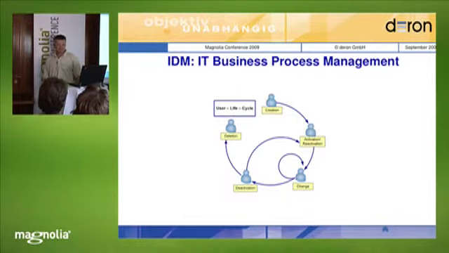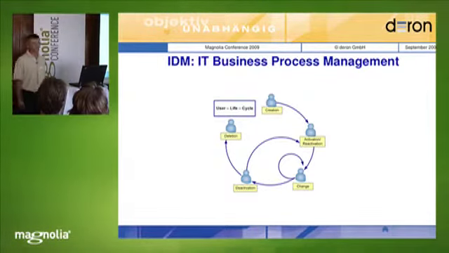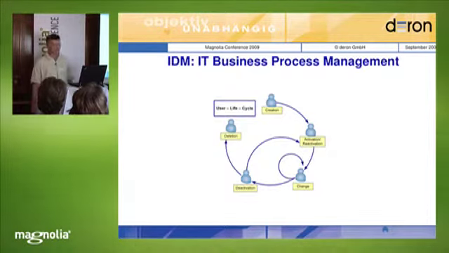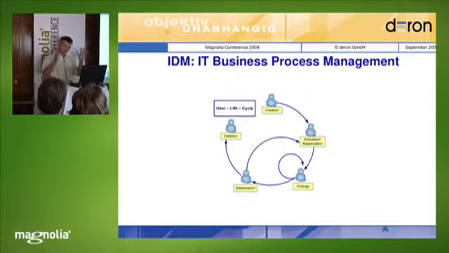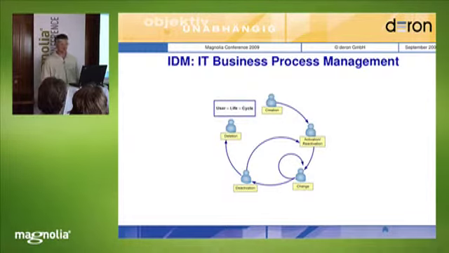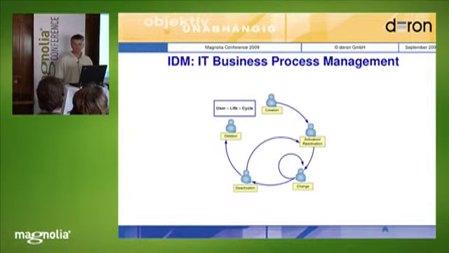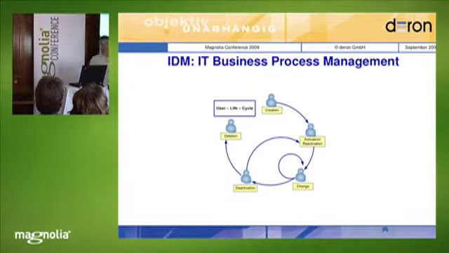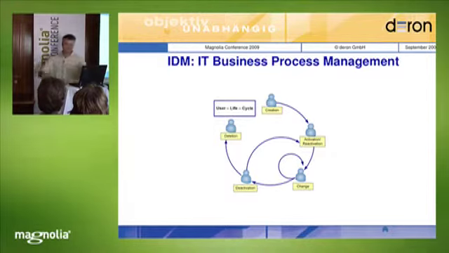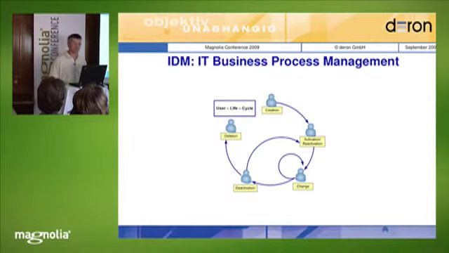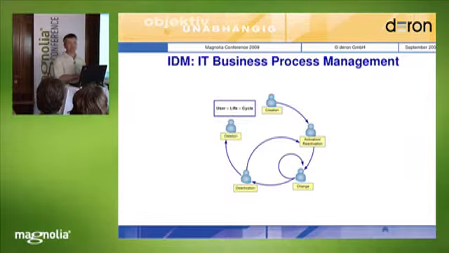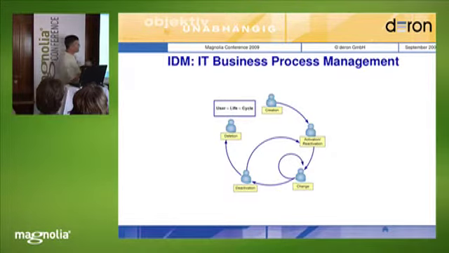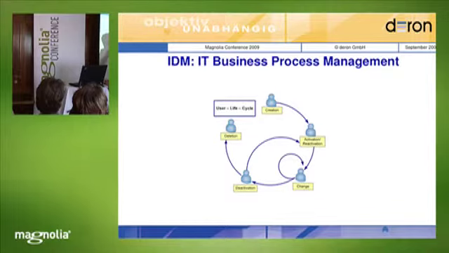But typically we get this information from HR systems. So HR system like SAP HR or PeopleSoft or something like this. So, okay, we get the information. This guy starts on October the 1st. So we create this identity, but October the 1st is the first day where he really needs access. So we have to deal with some kind of activation here in this life cycle.